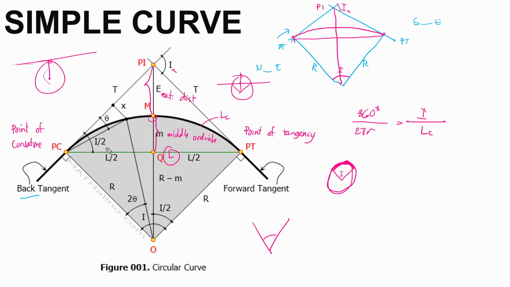Ano pa ba? PCI, radius, yung theta. Yung T is the tangent distance. So, si T natin is the length of the tangent. So, yun is from PC, distance PC to PI. So, ito yung T natin. Ano pa ba? Ano pang ibang property is yung angle from our point of tangent or yung tangent line natin hanggang dun sa chord natin is 1/2 nung I natin.